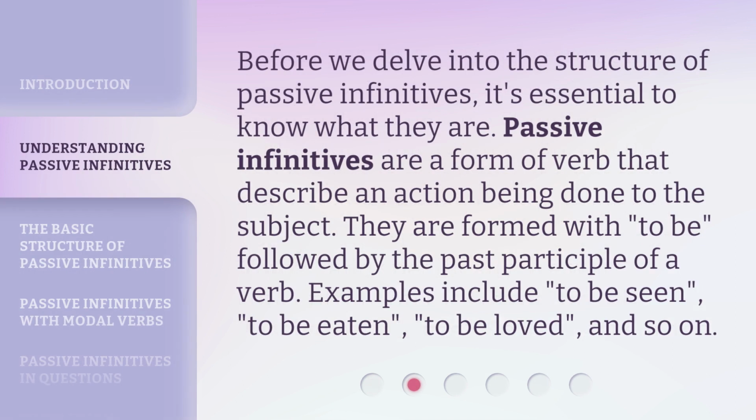Before we delve into the structure of passive infinitives, it's essential to know what they are. Passive infinitives are a form of verb that describe an action being done to the subject. They are formed with to be, followed by the past participle of a verb. Examples include to be seen, to be eaten, to be loved, and so on.